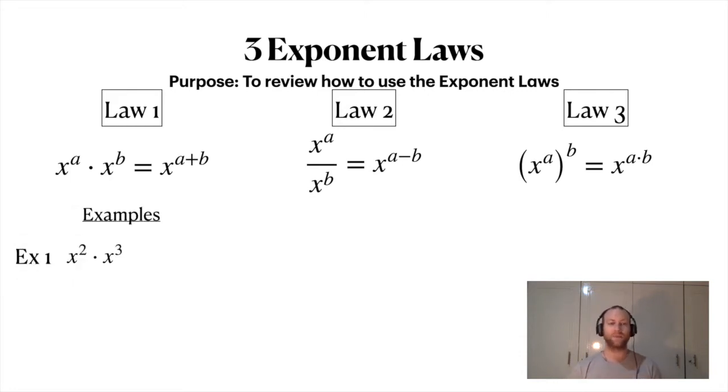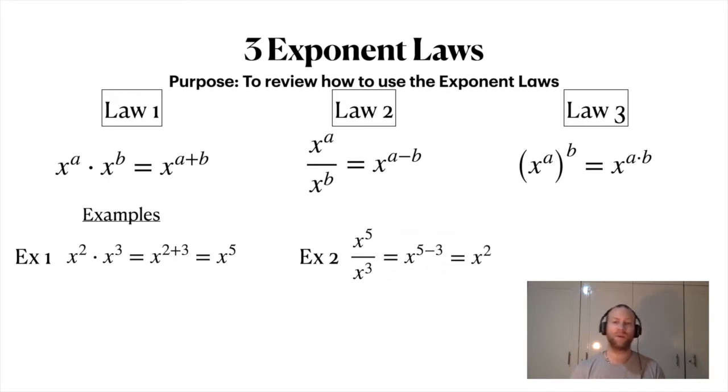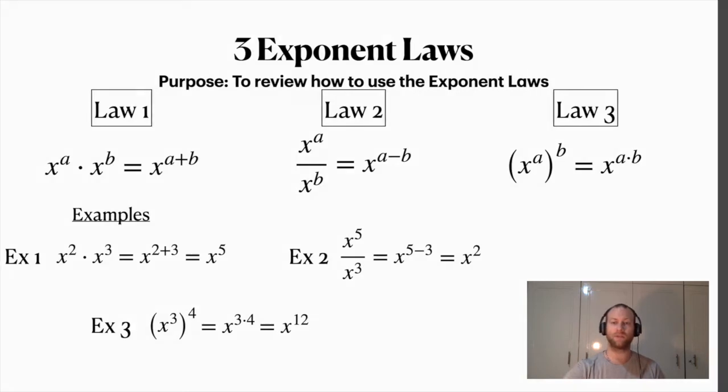So x squared times x to the power of 3. This is just law number 1. I'm multiplying them. The bases are the same, so I just add the powers, get the result, x to the power of 5. The second example, we're using the second law. This is a quotient. They have the same base. So I just subtract the powers, get x squared. Third one, we're using the third law. Here's an exponent with a power. So I'm going to multiply those 2 powers to get x to the power of 12. So that's using those 3 laws.